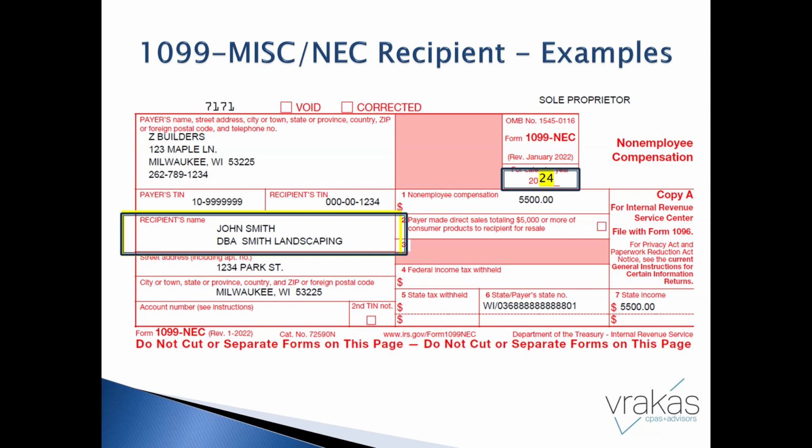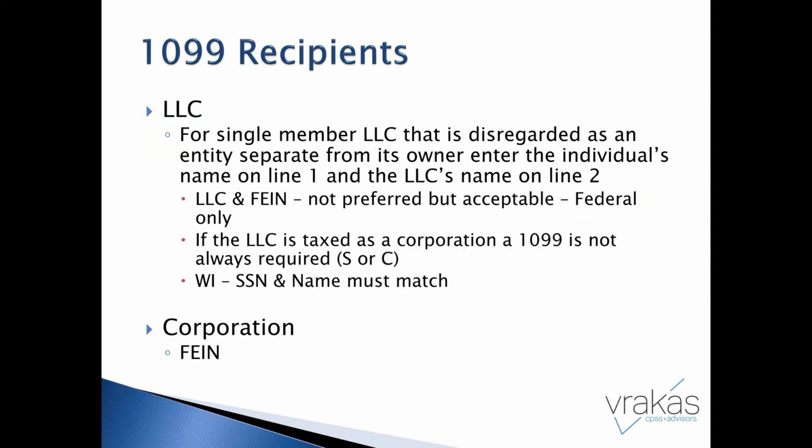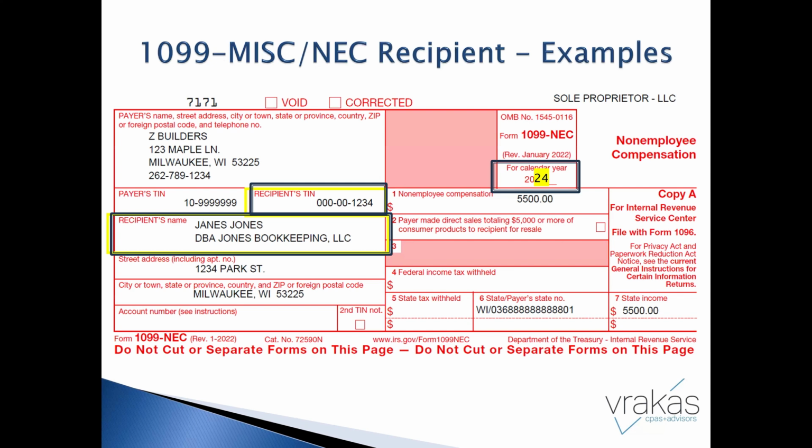Now, a lot of times you might see LLCs. They could be filed as partnerships. They could be filed as sole proprietors. We have to actually get that information and determine how they're going to be reported, or they could be filed as a corporation.